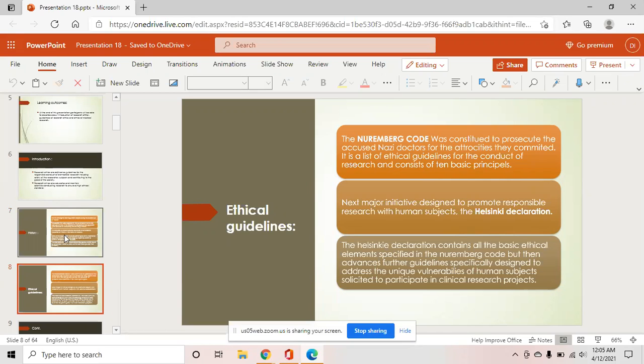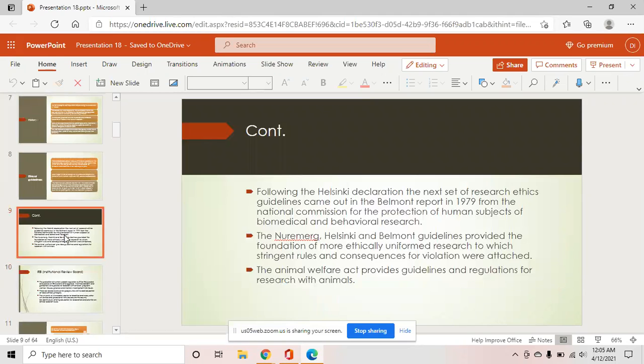guidelines specifically designed to address the unique vulnerabilities of human subjects invited to participate in clinical research projects. Following the Helsinki Declaration, the next set of research ethics guidelines came out in the Belmont Report in 1979 from the National Commission for the Protection of Human Subjects of Biomedical and Behavioral Research.